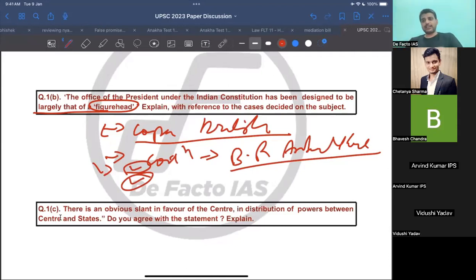Now the question was, can the president apply his own mind? The answer was no, right? The Supreme Court simply said that it is a figurehead, and whatever the Council of Ministers decides, the president has to simply follow it, right?